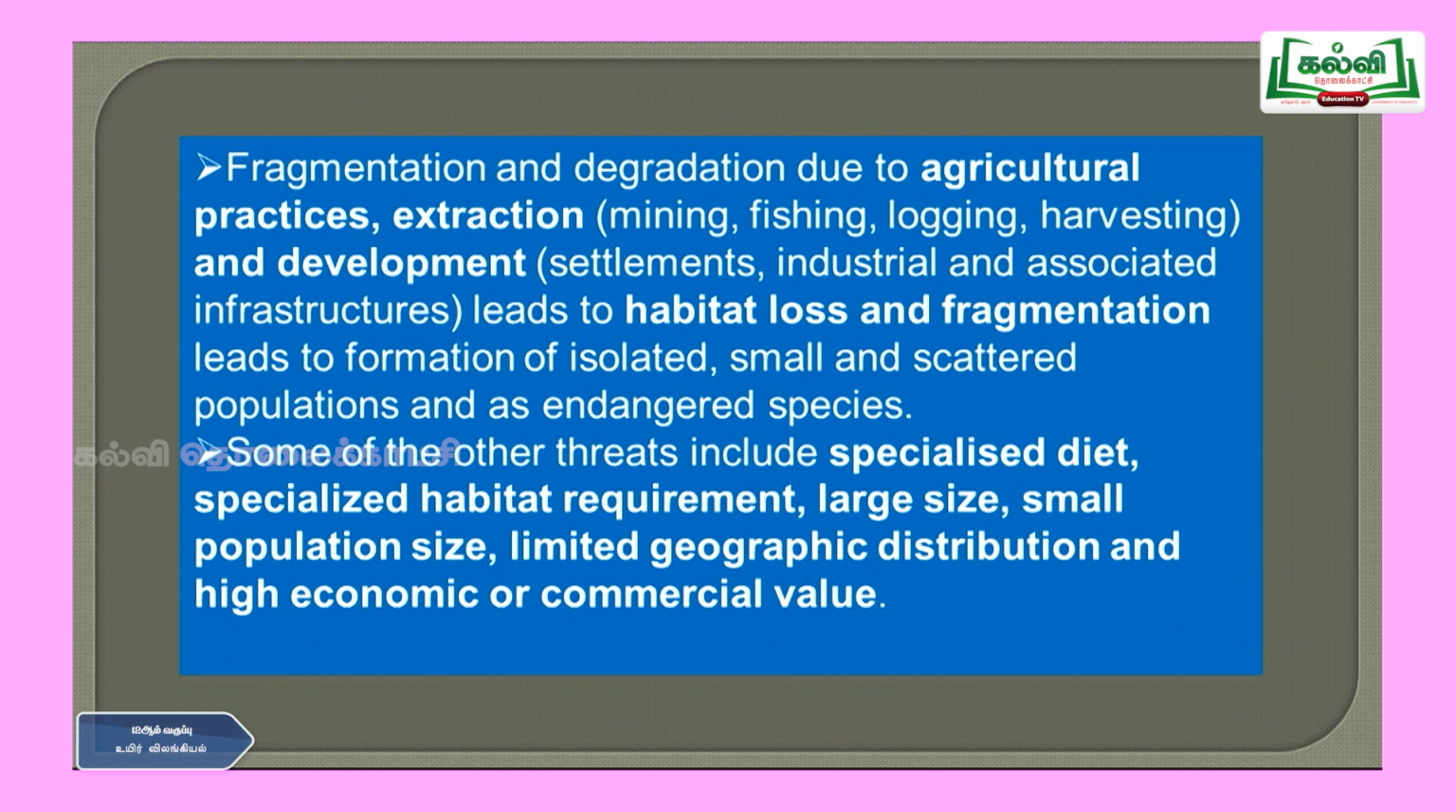For example, a single lion needs about 100 square kilometers. Fragmentation and degradation due to agricultural practices, extraction like mining, fishing, logging, harvesting, and development, settlements, industrial and associated infrastructure lead to habitat loss and fragmentation, which leads to the formation of isolated, small and scattered populations and to endangered species. Some of the other threats include specialized diet, specialized habitat requirement, large size, small population size, limited geographic distribution, and high economic and commercial value. So these are the points you have to write for this question.